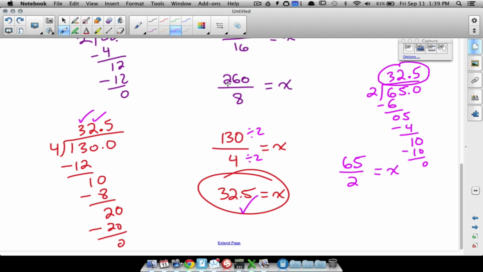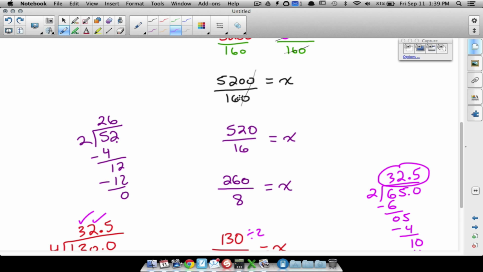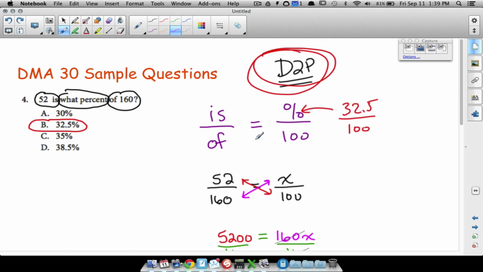You could have done long division here, and you still would have got that same answer of 32.5 no matter how you look at it. And so therefore we can say 52 is 32.5% of 160.